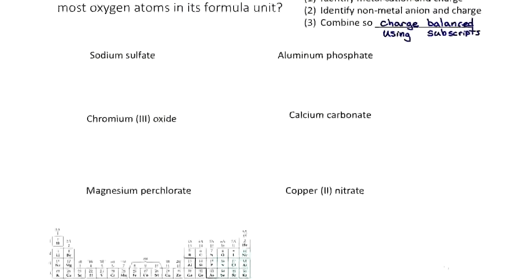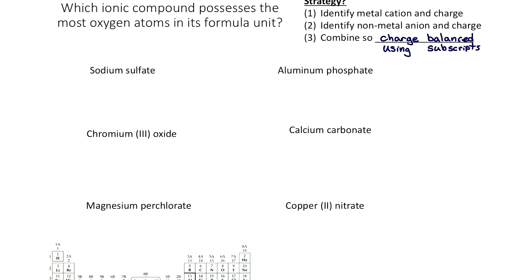So let's go the other way. This one's, I think, harder. Maybe, I don't know. So here's our strategy. Well, the question says, which compound possesses the most oxygen atoms? So that means we've got to write out the formula, and we need to make sure that formula is balanced. That's the tricky part here, but from the names. So let's do it backwards.